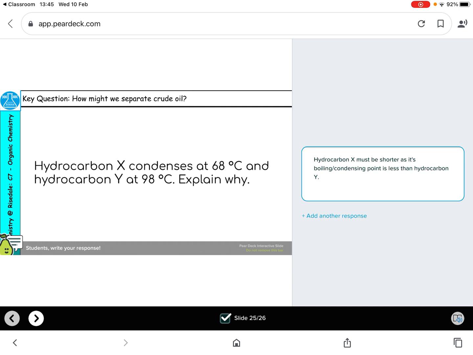Finally, an application question, which stumped a few of you. The temperature that a gas condenses at is the same as the temperature it boils at. So hydrocarbon X has a lower condensing and therefore boiling point. The lower the boiling point, the shorter the chain.